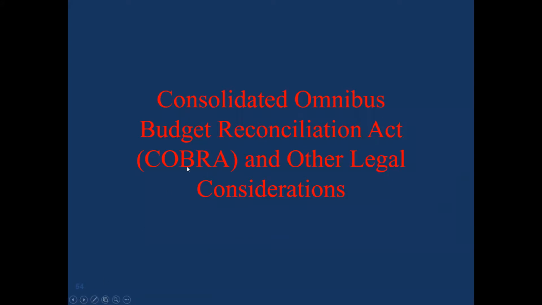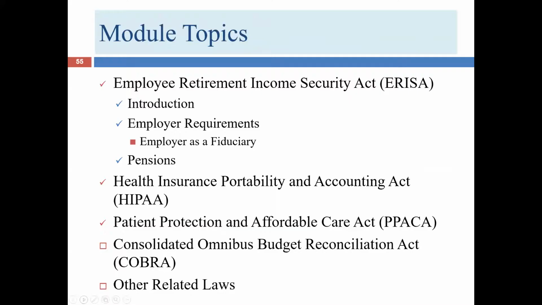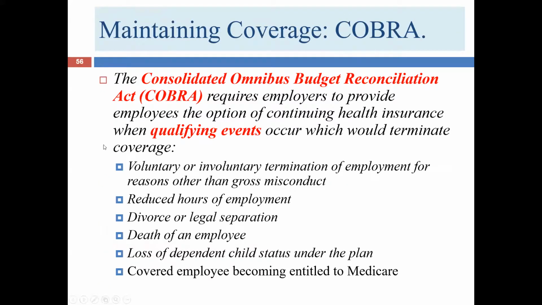Now let's talk about COBRA, which of course stands for the Consolidated Omnibus Budget Reconciliation Act, which is a mouthful. I don't expect you to know this name. We are going to refer to it simply as COBRA, so that is the easier way of talking about it. I don't think that many legal professionals actually know what the full name of the statute is. So COBRA requires that employers provide employees with the option of continuing their health insurance when qualifying events happen that would otherwise terminate coverage. So examples of those events could be a voluntary or involuntary termination of employment.